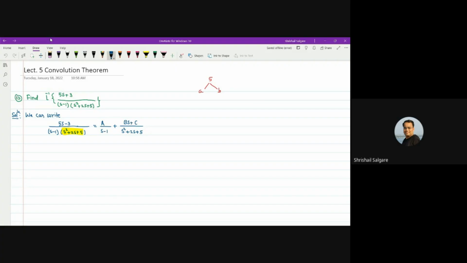Now, in this case, suppose I take the cross multiplication. That whole equation you have to multiply by the denominator factor. Then we can write 5s − 3 = A(s² + 2s + 5) + (Bs + C)(s − 1).